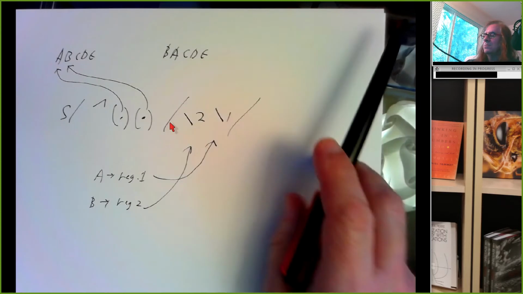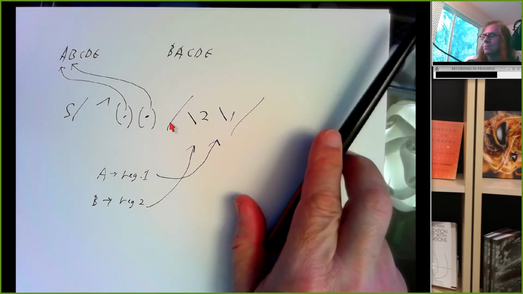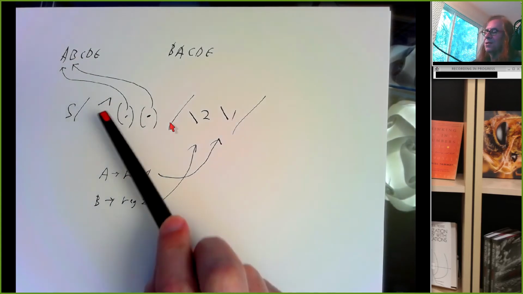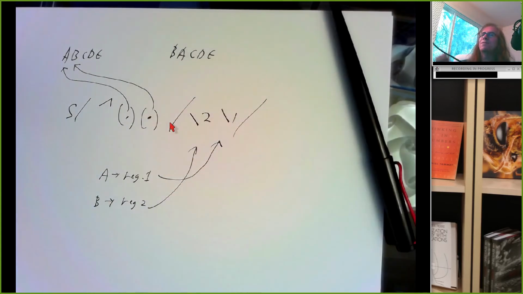Wait, I thought the caret was the not. The caret inside brackets is the not. But the caret is an anchor at the beginning of a line. Okay, thank you. Yeah, it's multiple levels of multiplicity.